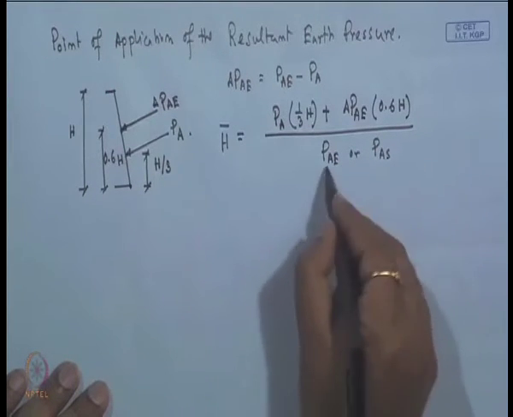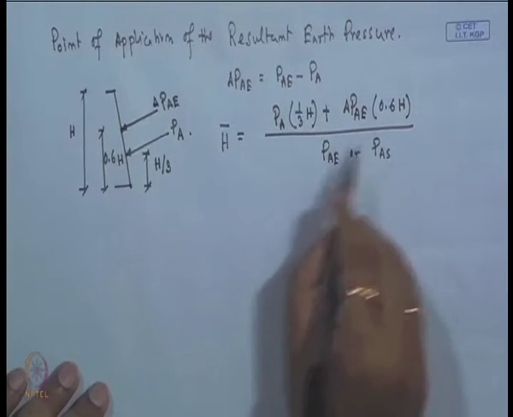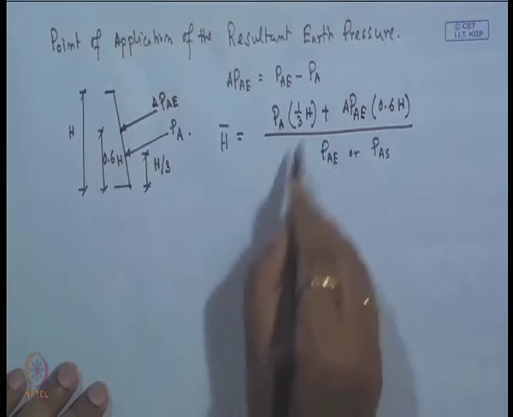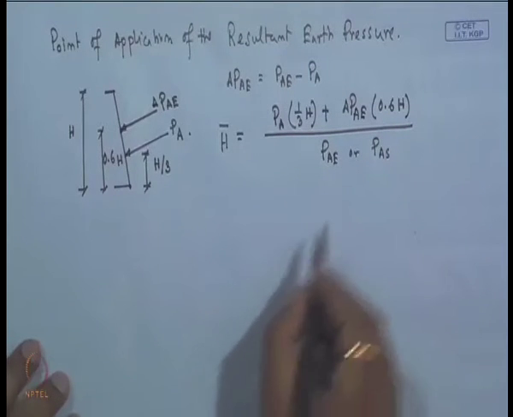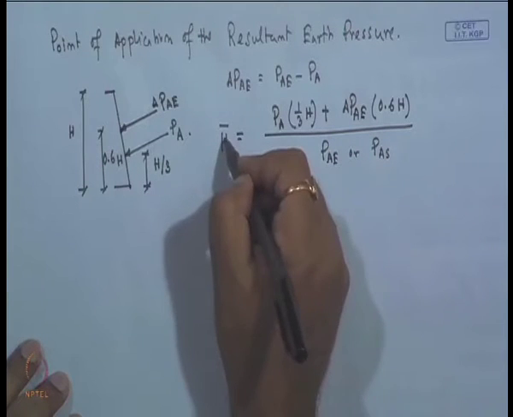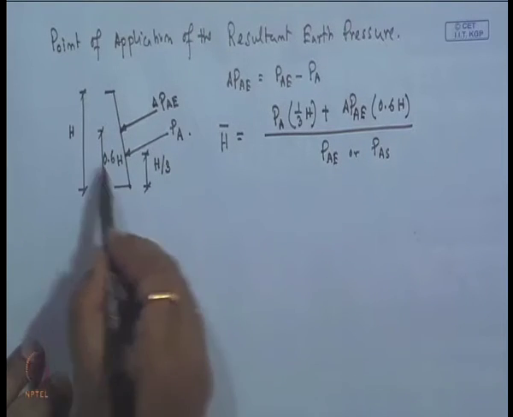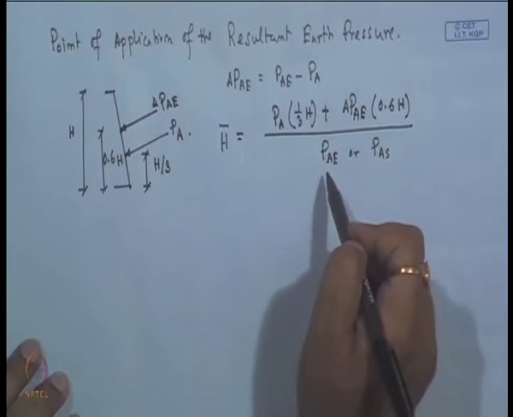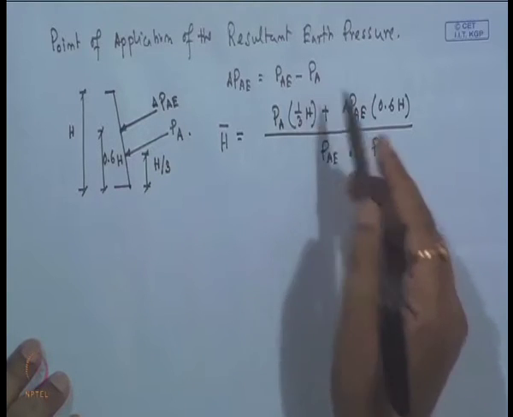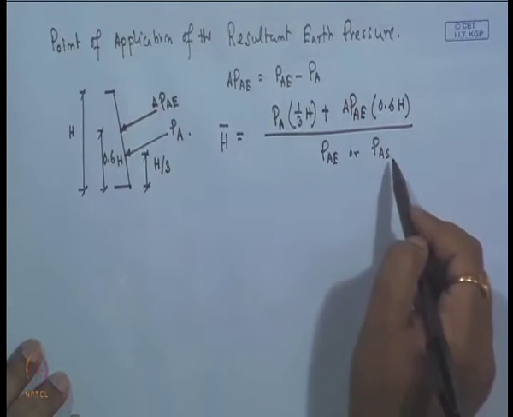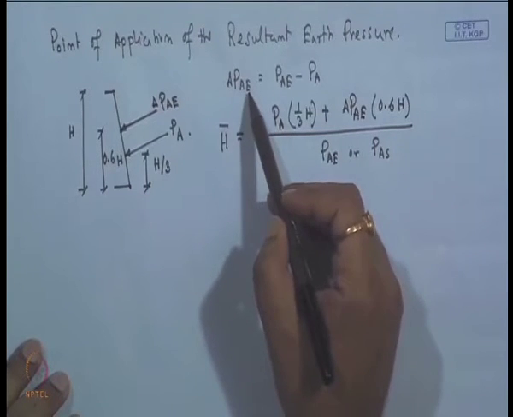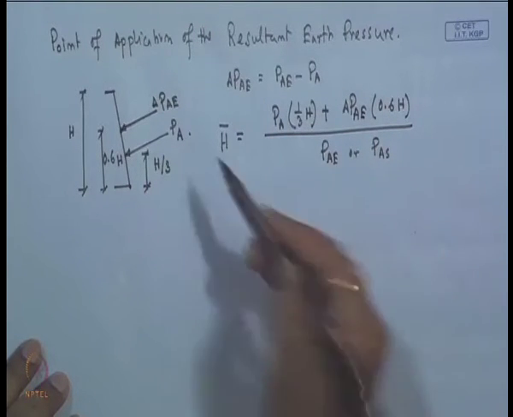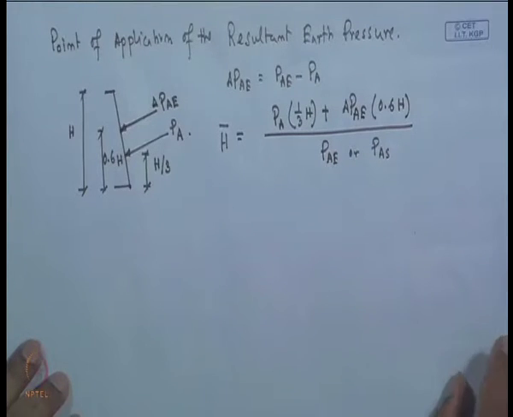PAE, seismic or earthquake, whatever it is. So, in this way we can determine the resultant force that is acting. Suppose this force is acting at a height H bar from the base of the wall. First we calculate PA, then we calculate PAE, then we calculate delta PAE, and then we put all these values here, and we will get the H bar value. So, this is the calculation of earth pressure under seismic condition and the resultant force.